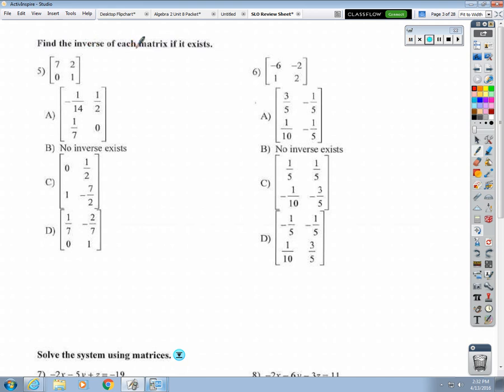Back when I first taught how to find the inverse of a matrix, we learned it by hand. The formula is 1 over the determinant. The determinant is A times D minus B times C.